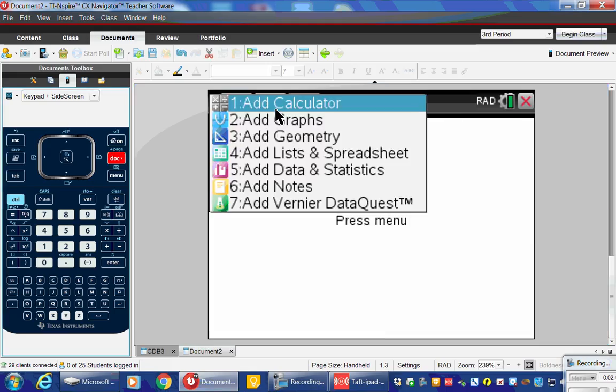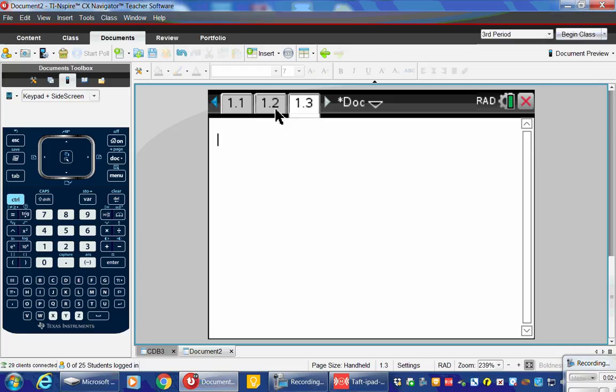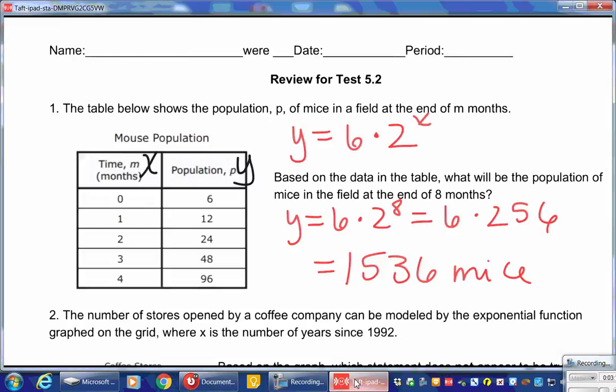control doc, I'm going to add a calculator page. So I have 2 to the 8th power is 256, and then 6 times 256 is 1,536 mice. So I wrote that down on my paper, 1,536.